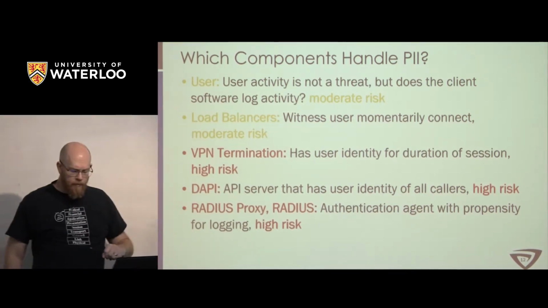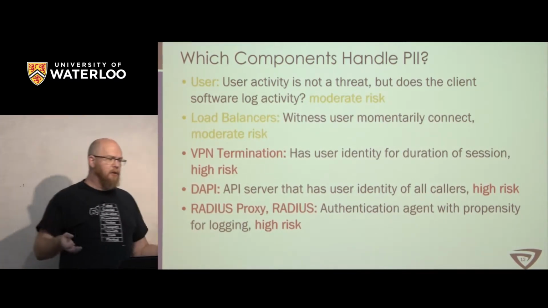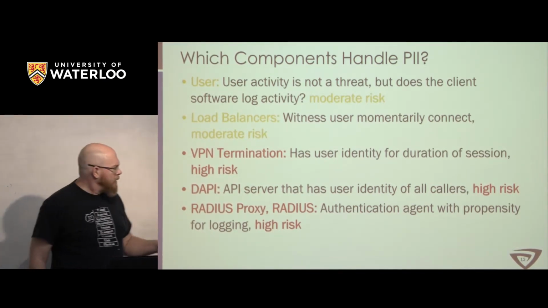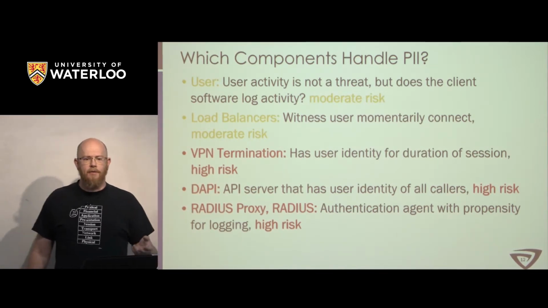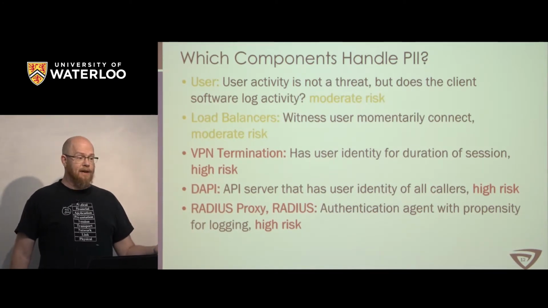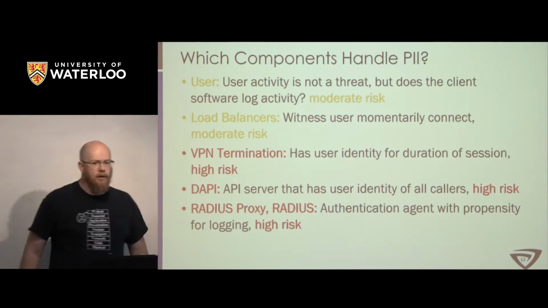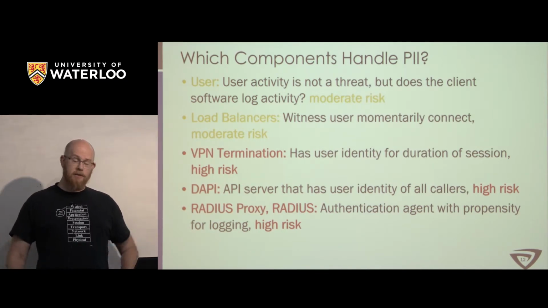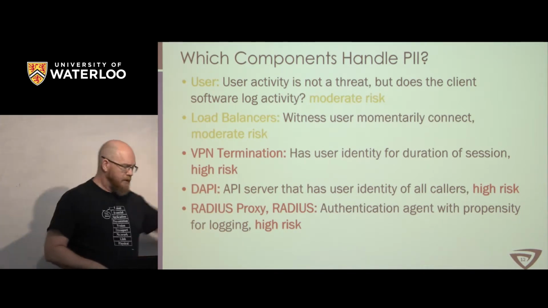So that's high risk. The DAPI is an API server. It has user identity from the callers when they're calling the various APIs that make the system work. They use a RADIUS authentication server because you have to authenticate. We're not just letting anybody use the VPN. That obviously has a lot of identity information, your exact identity and your creds. And RADIUS software, by design, logs a lot of stuff because good security practice is you always, always, always log when people log in and log out. They want the exact opposite.